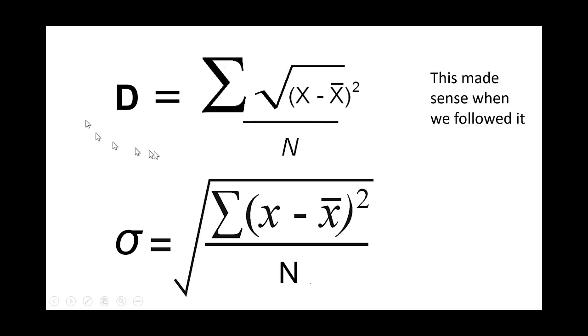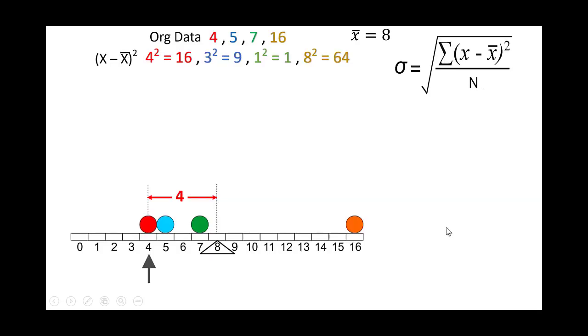This top formula, we followed that through, and that made sense when we went through it. Let's take this bottom formula for standard deviation and see if we can make sense out of it. In the formula for dispersion, what we did is we took each value and we calculated its distance away from the average. Here we end up for our value of 4, its distance away from the average was a minus 4, but we made it an absolute number, saying it's 4 away. The thing is we're working with the one-dimensional 4 here.